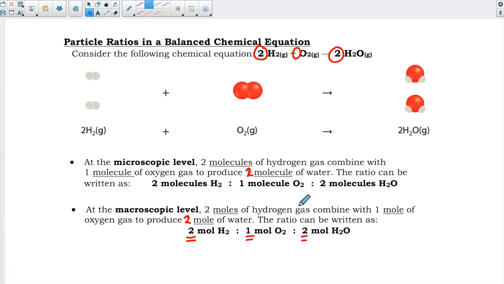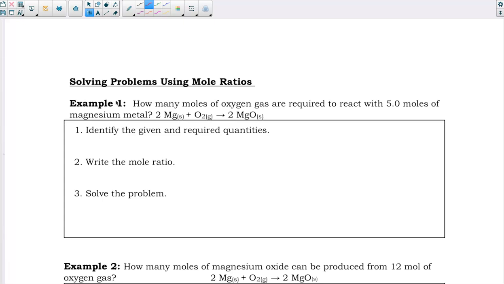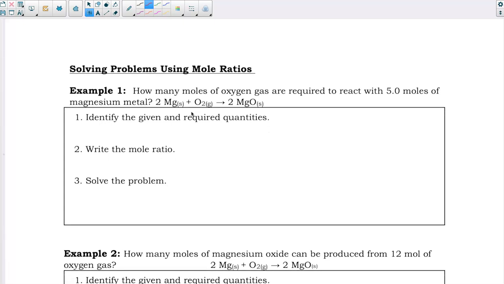In these next couple of examples, we're going to be converting from moles of one substance to another, solving problems using these mole ratios. This is where we can predict, theoretically, how much reactants we need or how much product we can produce. In this first example, we want to know how many moles of oxygen gas are required to react with 5 moles of magnesium metal.